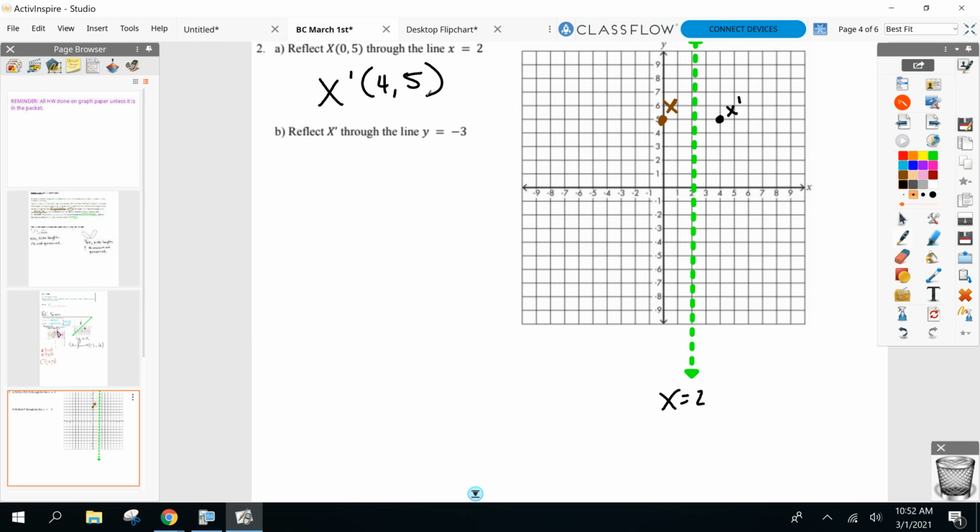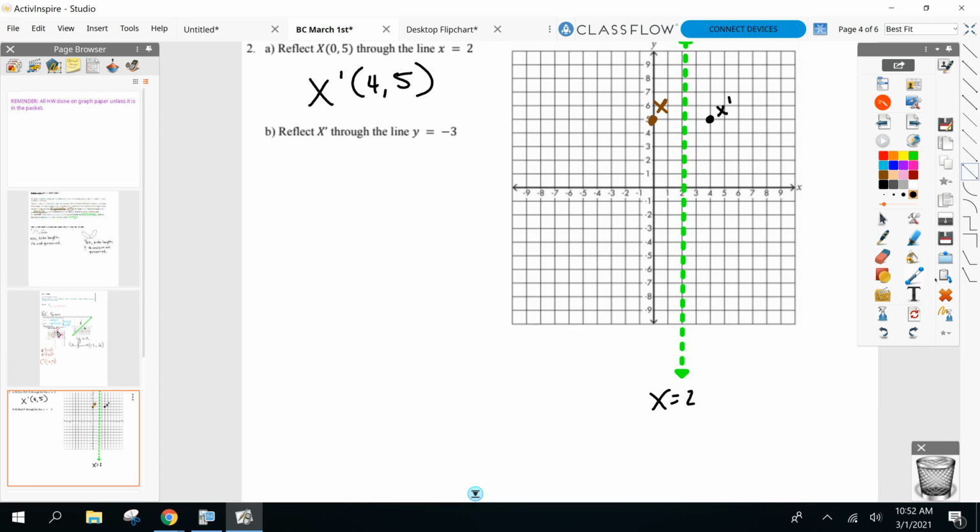Now, be careful now. Here we go. We're not going, in part B, we're not going back to 0, 5. It says reflect X prime. So now everyone go to 4, 5, and we're going to reflect it through the line Y equals -3. If it's Y equals a number, we talked, hey, it is going to be a horizontal line. In this case, going through -3.